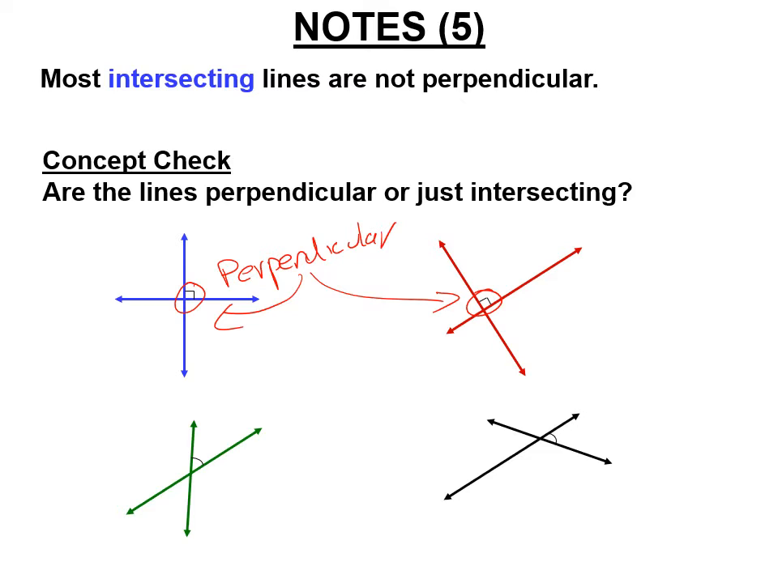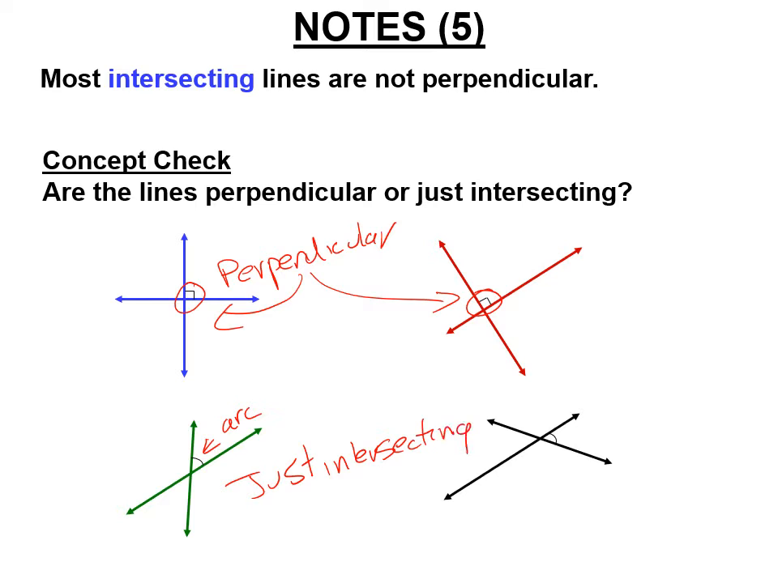You know that because you see the 90 degree. This little thing is an arc mark, by the way, and that indicates that angle is not 90 degrees as well. And so these are just intersecting, right? The perpendicular ones cross, right? They are intersecting.